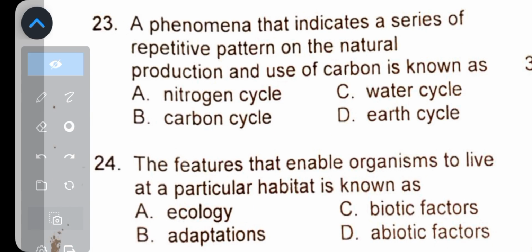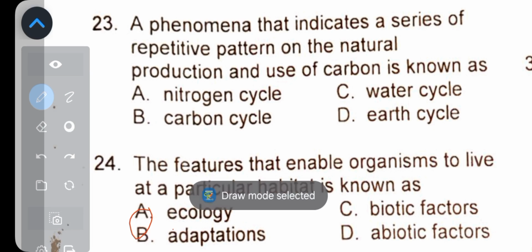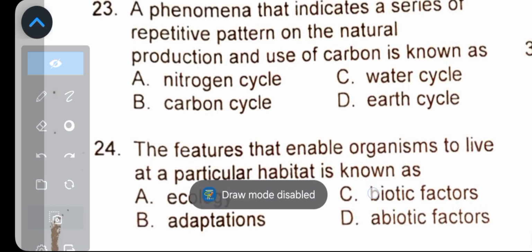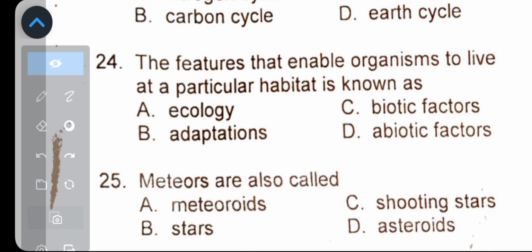Question 24. The features that enable organisms to live at a particular habitat is known as A. Ecology, B. Adaptations, C. Biotic factors, D. Abiotic factors. The answer to question 24 is B. Adaptation.